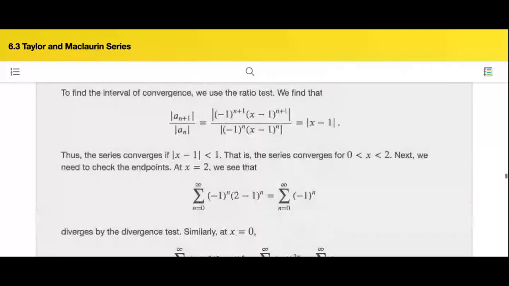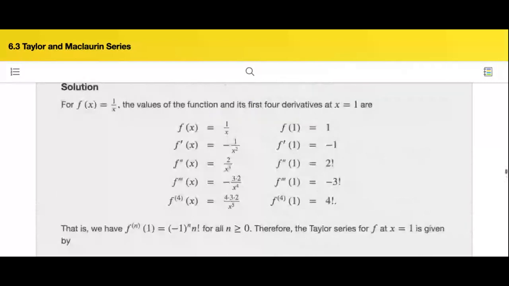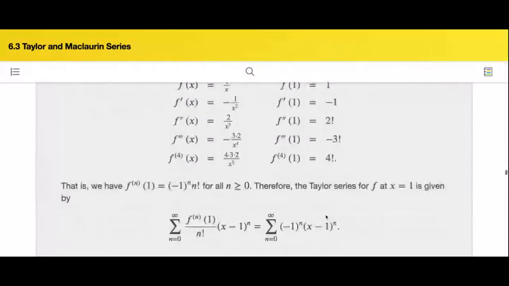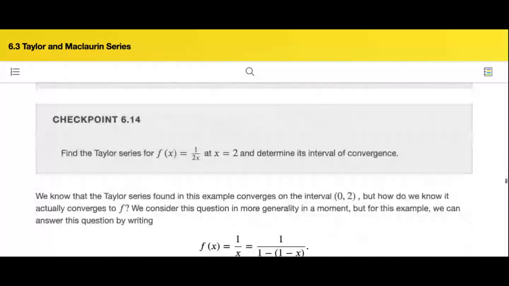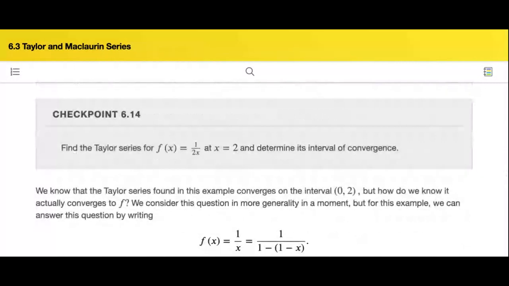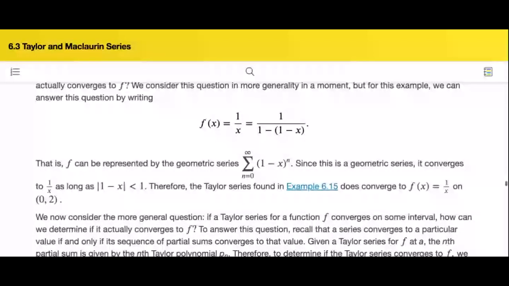Okay, anyone has any questions for this? The original function is 1 over x. Okay, so checkpoint 6.14. Well, let's come back to this. Yeah, last time we even talked about this a little bit, right?